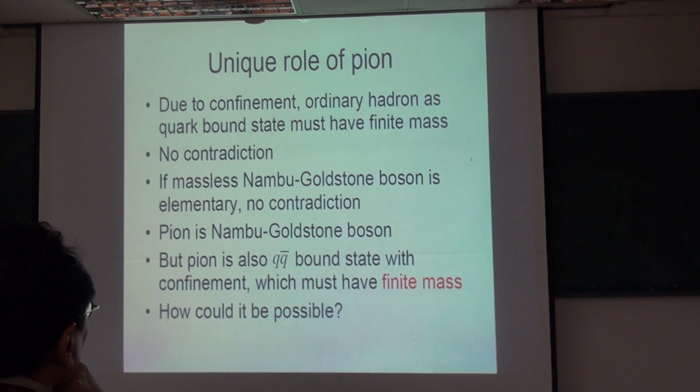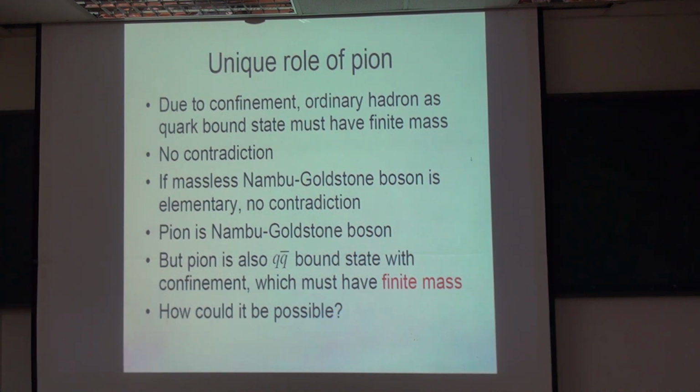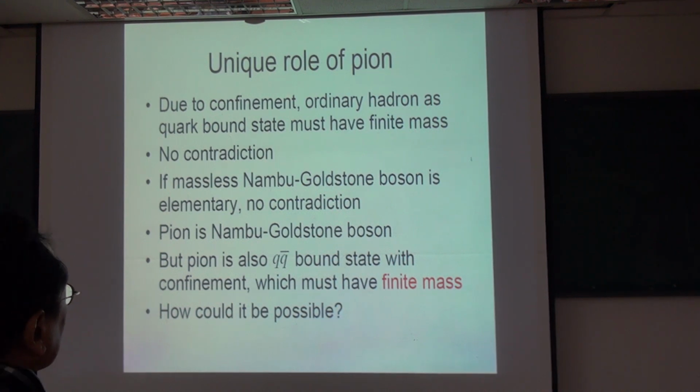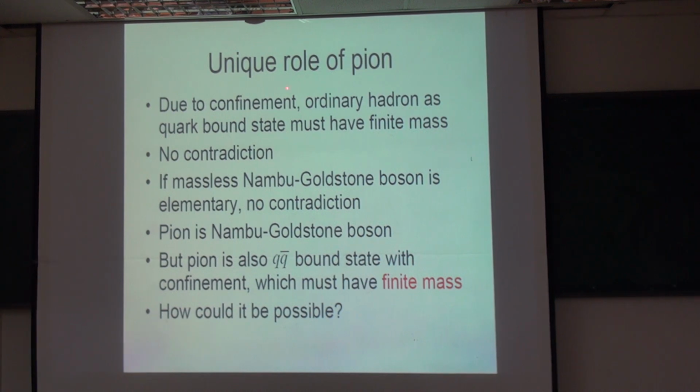So the common feature shows that, yes, we can have global Coulombs. But why do global Coulombs have anything to do with the pion? Right? Why is the pion so special? Okay, here I argue that the pion is quite unique. It's different from the ordinary hadron. Because of confinement, ordinary hadrons, as quark bound states, must have finite mass, because you confine this QQ bar bound state in a finite space-time. So you have a finite mass. This is fine. No contradiction.